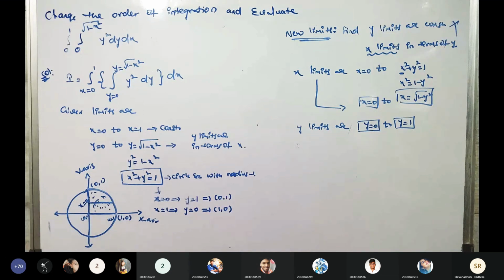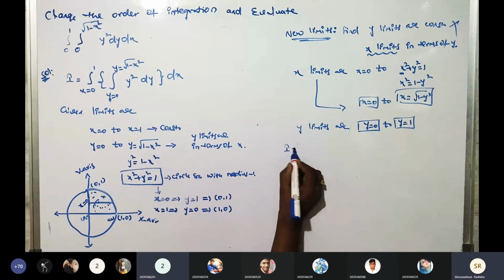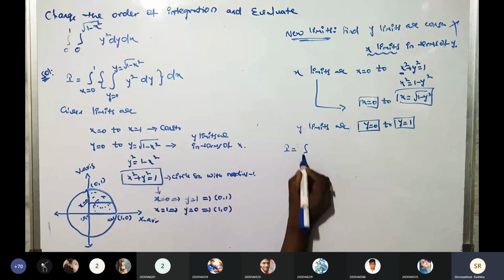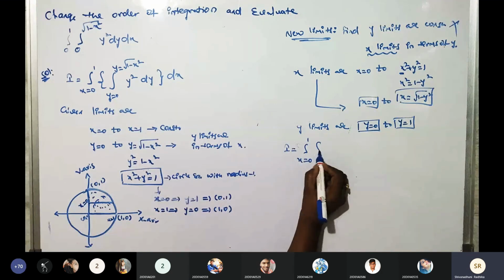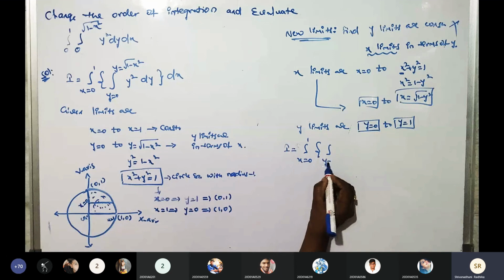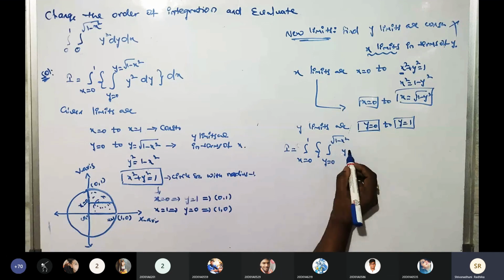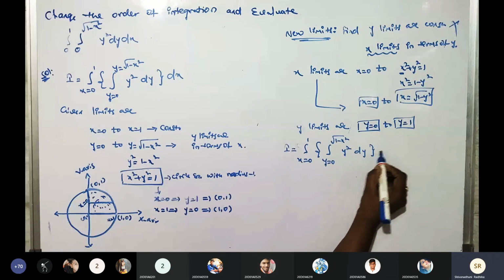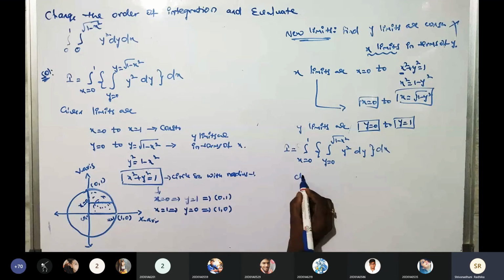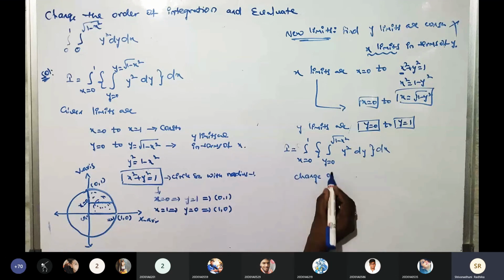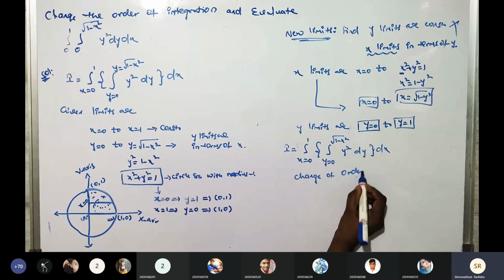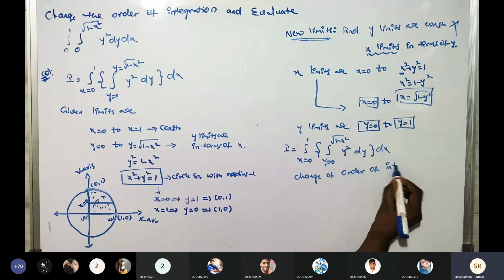No, ma'am. Now the given integration. What is the given integration? This I am going to write. x equals 0 to 1, integration y equals 0 to under root of 1 minus x square, y square dy into dx. Now change of order of integration.